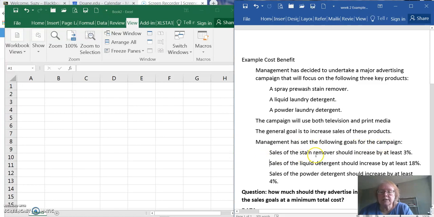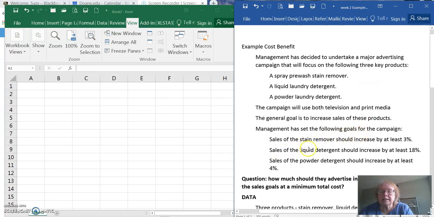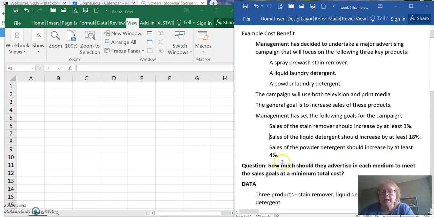So the sales of stain removers should increase by at least 3%. The sales of liquid detergent should increase by at least 18%, and the sales of powdered detergent should increase by at least 4%. Here's our question. How much should they advertise in each medium to meet the sales goal at a minimum total cost?